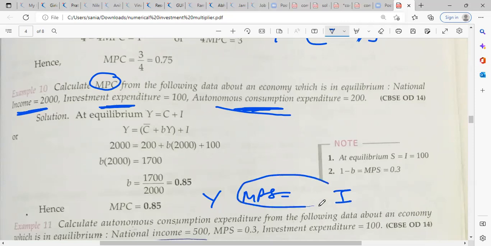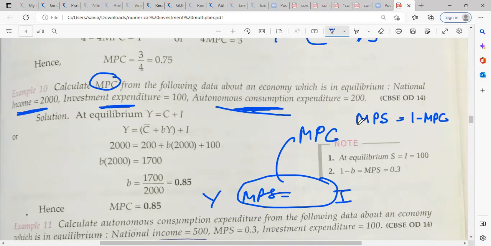See, over here MPS is given. So can you find out MPC with the help of MPS? You remember the formula from aggregate demand: MPS equals 1 minus MPC. Clear? So over here MPS is given, so you will calculate MPC so that you can put it in this formula, solve, and find autonomous consumption. So quickly do it and let me know.